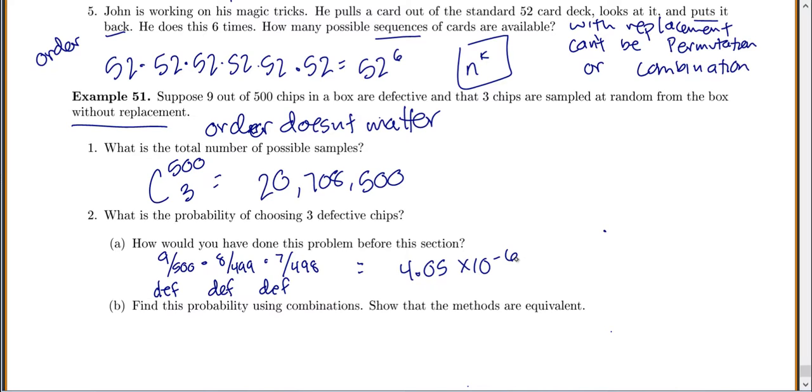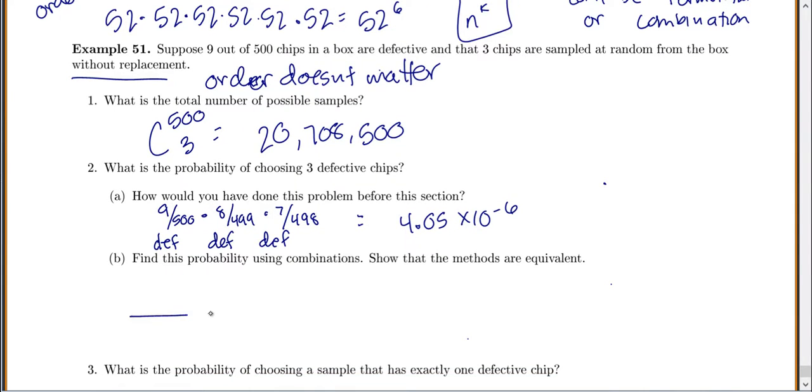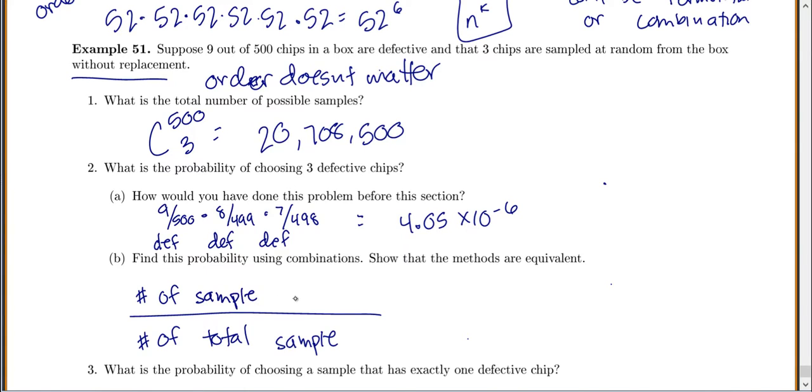Now, we can also use combinations to find this. I'd say, okay, I want to find a probability. So on the top, we put the number of samples of 3 defectives, and on the bottom, the number of total samples. And remember that we had 9 defective total.